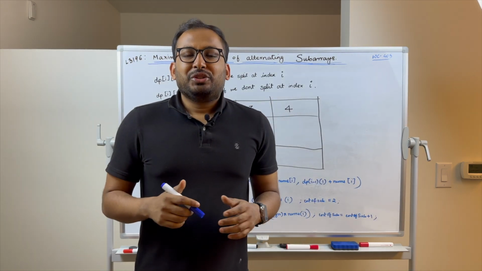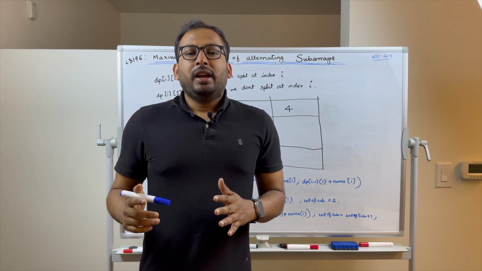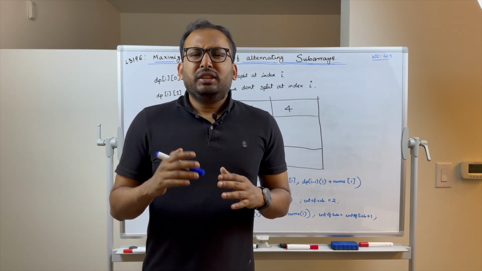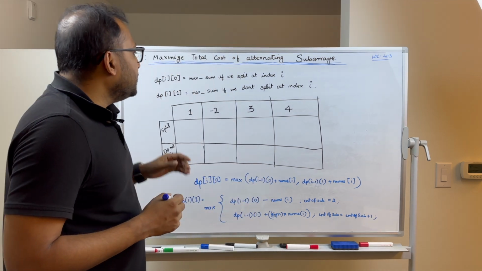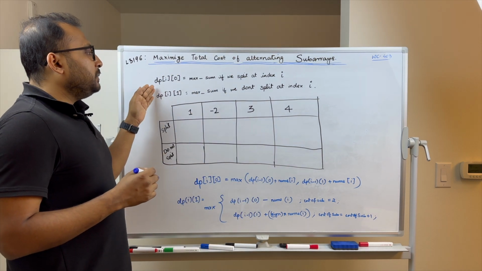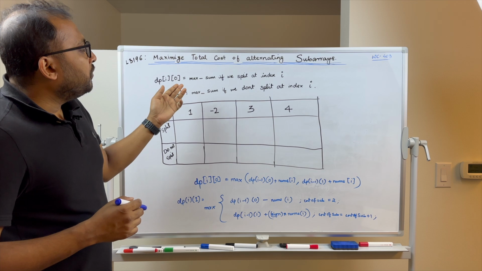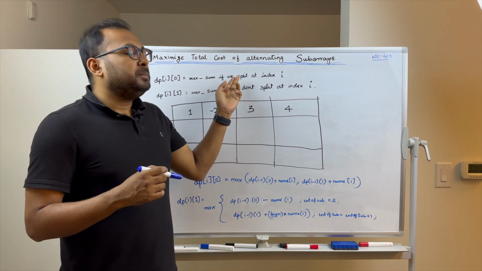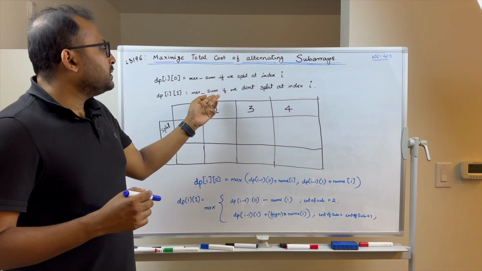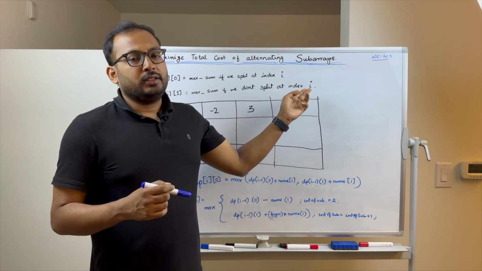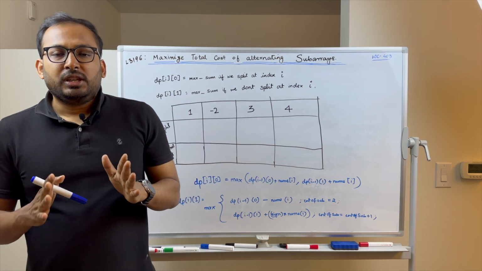Let's see how. As seen from the previous tree diagram, at every point we were thinking whether we do a split or not. So I have taken a DP state which tells me the maximum sum if we split at index i, and the maximum sum if we don't split at index i. So every time I am keeping two states.